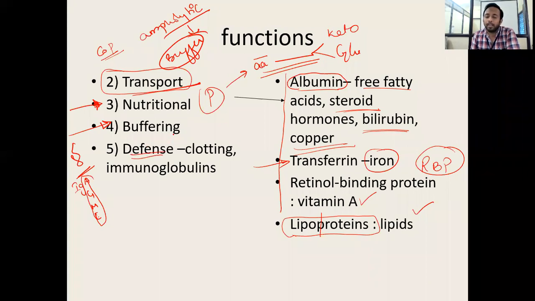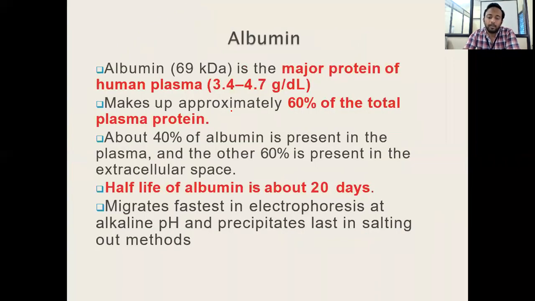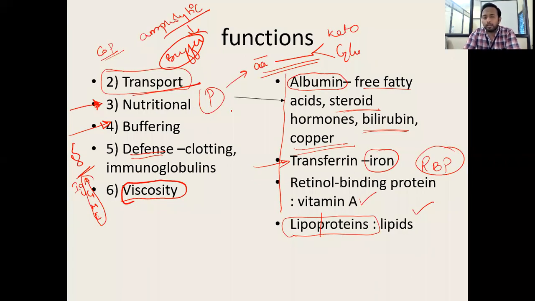They neutralize, or help to neutralize, the exogenous toxic compounds or the pathogens which have entered. Next, because of the colloidal system, it maintains the viscosity of the blood. So these are the functions of the plasma proteins which can be asked for a 5-mark question.